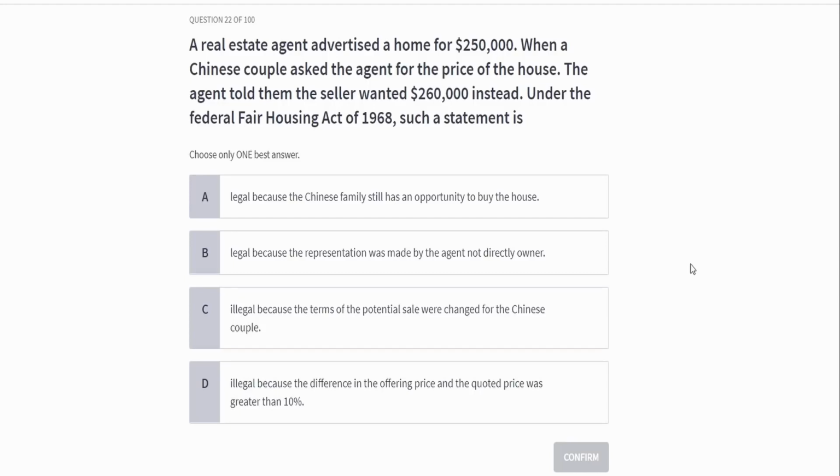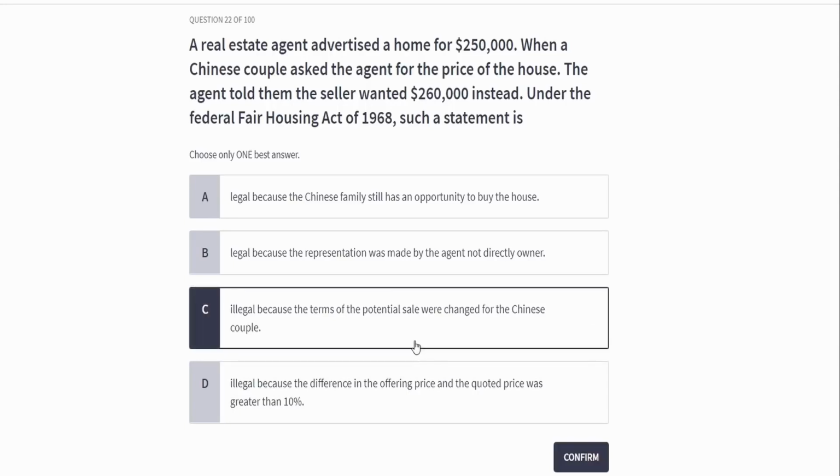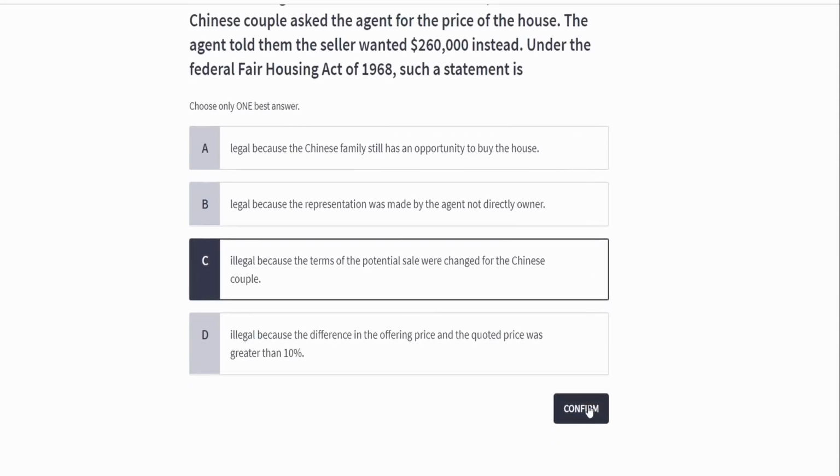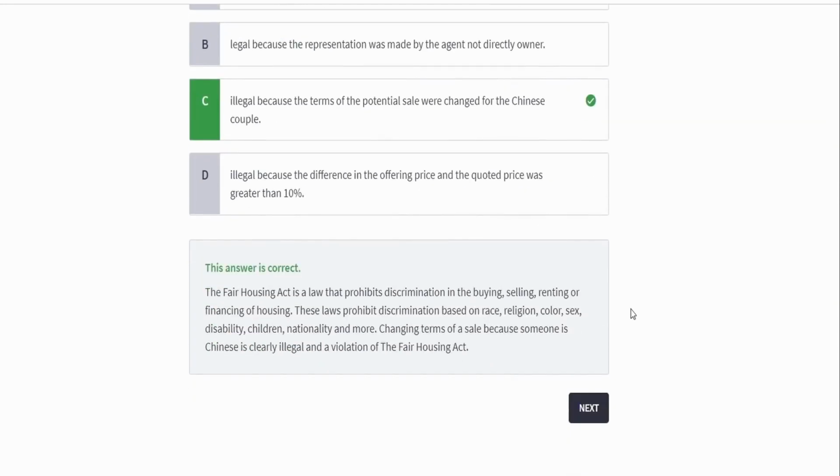All right, so what's our correct answer for this one? It's going to be C. That's right, it's illegal because the terms of the potential sale were changed for the Chinese couple. So you might have thought maybe it's D because that says it's illegal, and there was a quoted price 10% higher, but that does not matter, guys. It doesn't matter at all, in fact.